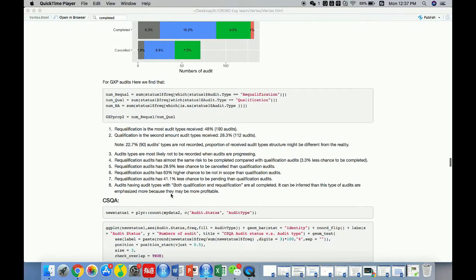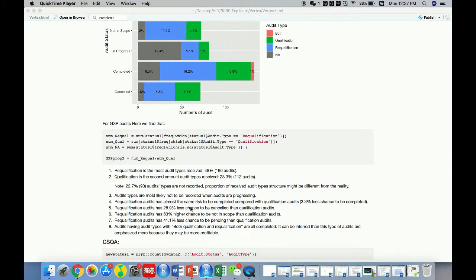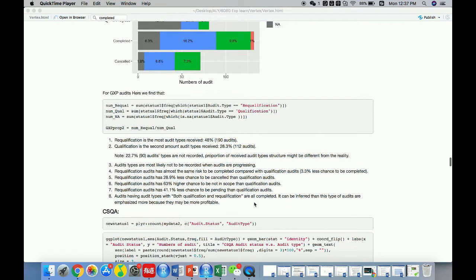Also, we find that although there are very few audits whose type is both, all of them are complete. This is good news. Maybe I can infer that if the audit type is both, they are more profitable, so the company may prefer to complete this type of audit first.